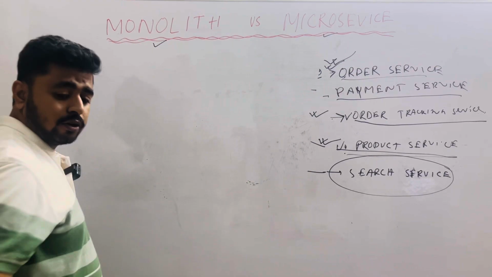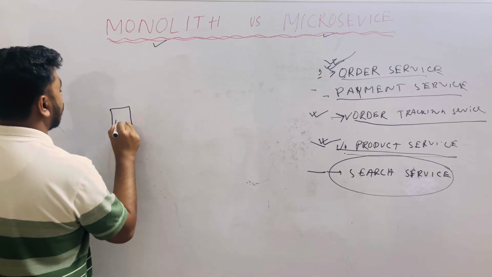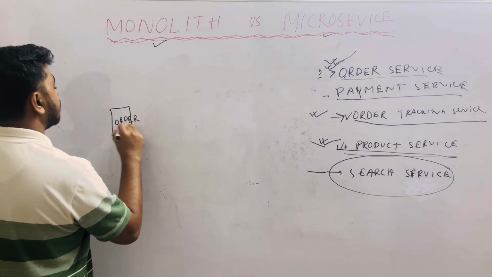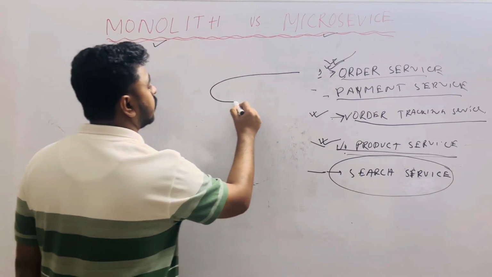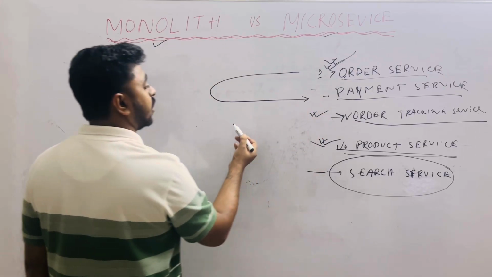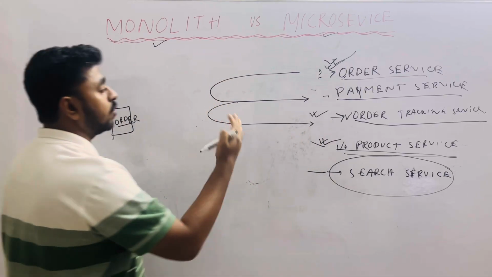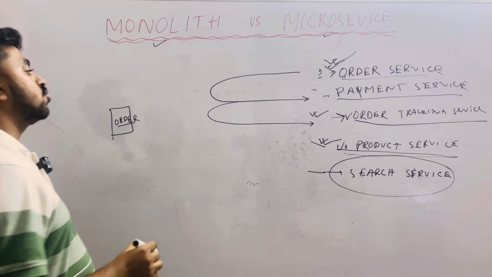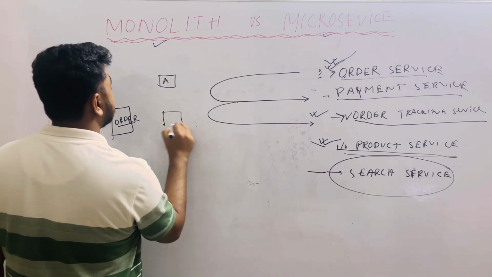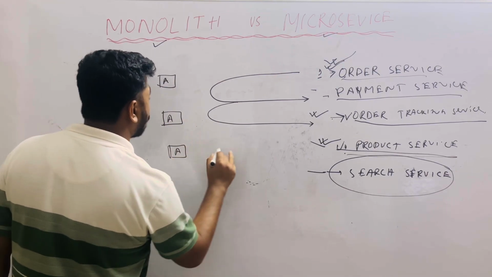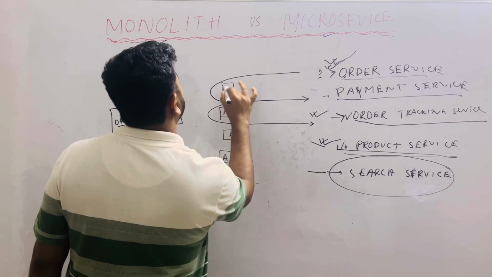So what will be the cons now? Just think about it. Someone is doing an order. This is the order service. After the order, they will go to the payment service. After the payment service, it will go to the order tracking service. Just think about the flow of the applications. These are independent running applications: this is one application, this is another application, this is another application. So many applications are running in this architecture.